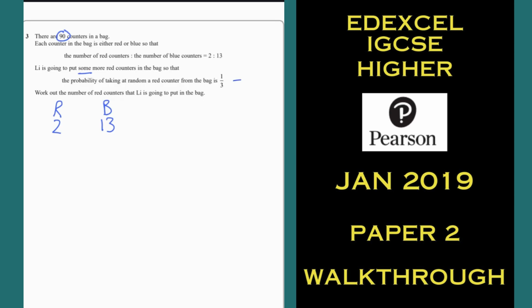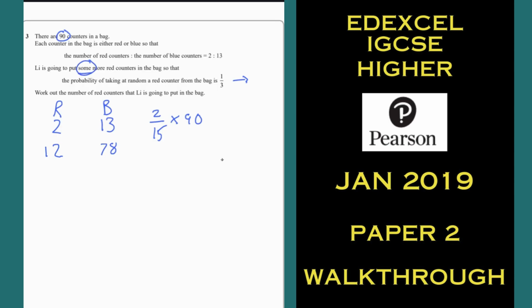Some more red counters. So the probability of taking a random red counter is 1/3. So we come to that second because actually 2 and 13 mean 2/15 of the counters are red. If you times that by 90, all right, 2/15 times 90, we're getting 12 red counters. And to balance that up, 90 minus 12 means 78 blues.